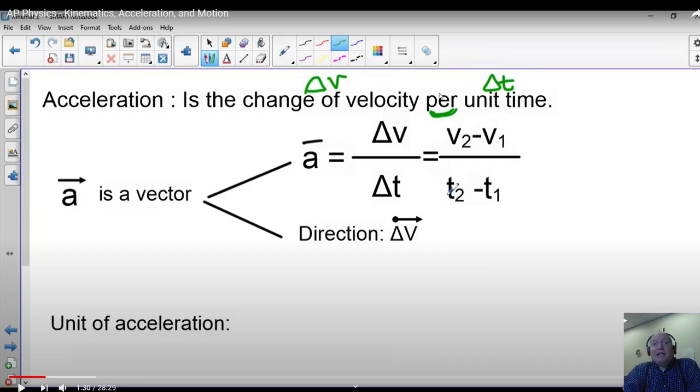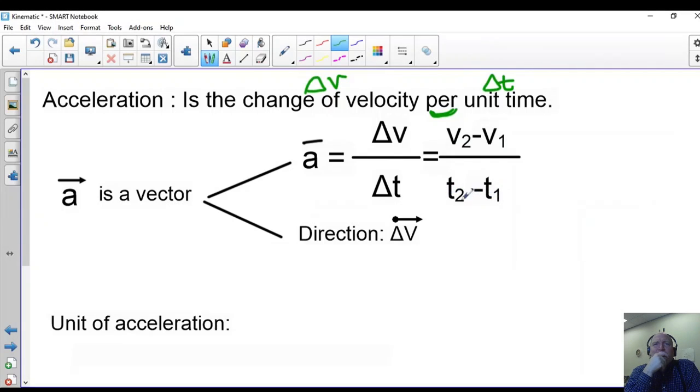But I really, really liked what she was doing here, right? So taking the words and saying, okay, when you see change of, just write it this way. When you see per, know that there's going to be a denominator. That was really cool. Final time minus initial.